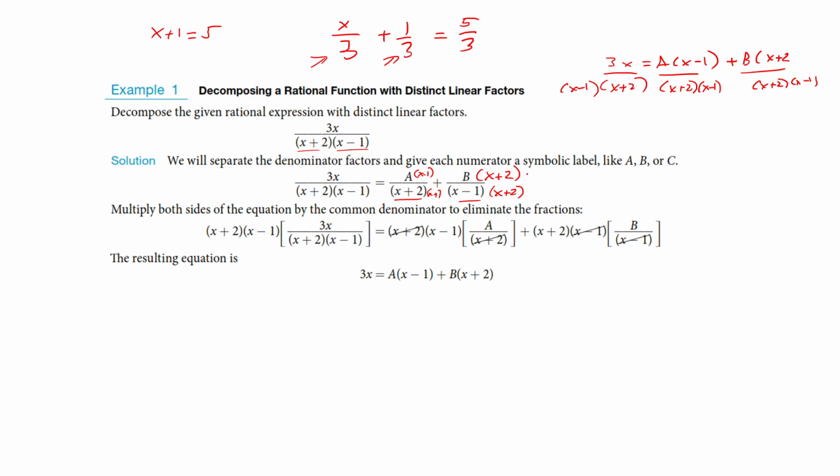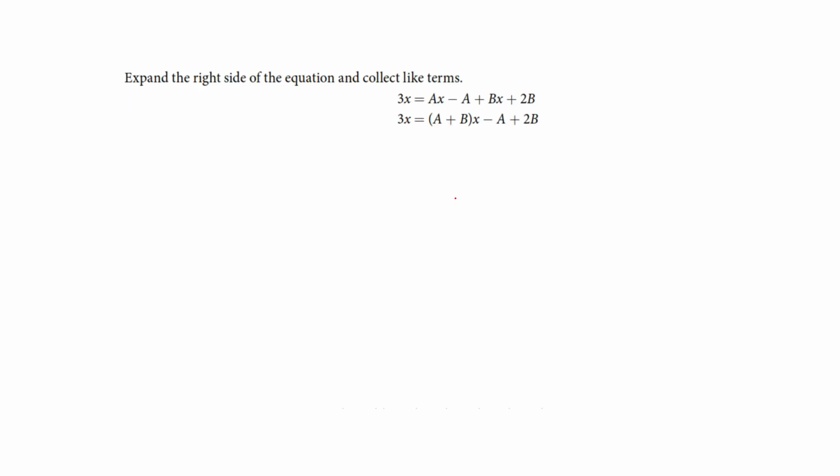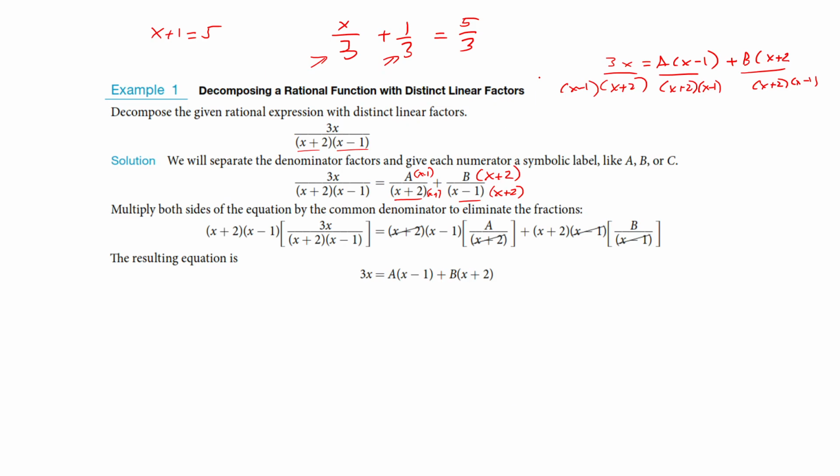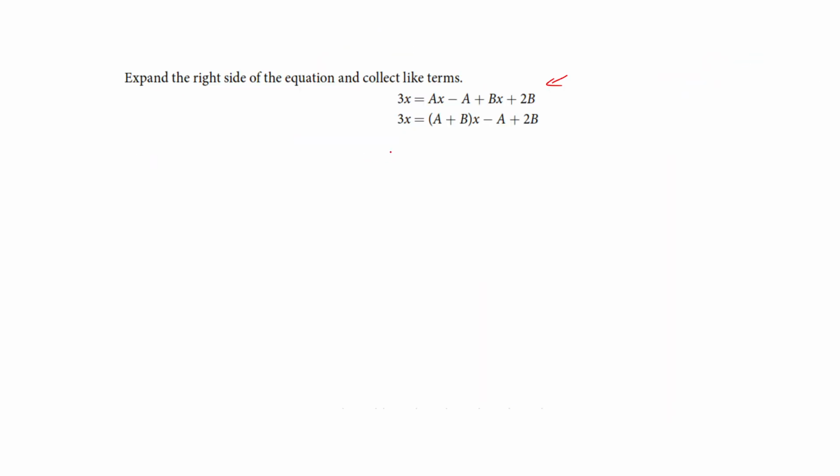All I need to do is work with the top, and here's my top. I've got 3x equals A times x minus 1 plus B times x plus 2. Okay, so what have we done here? Well, let me show you. Let's distribute that, and we get this. So we're just sending the A through, sending the B through, and we get this.